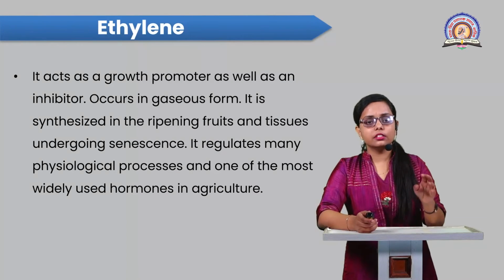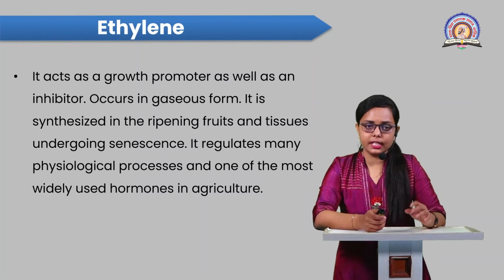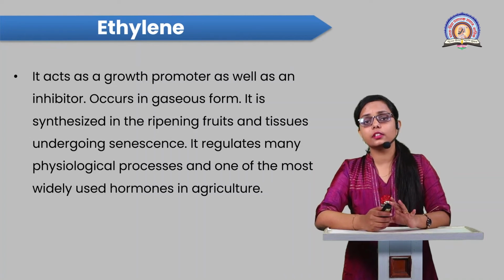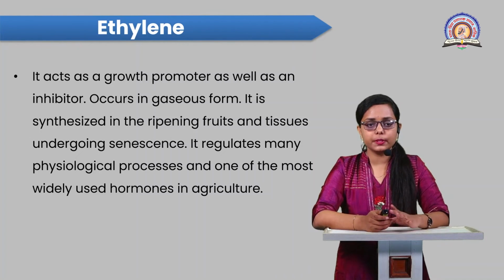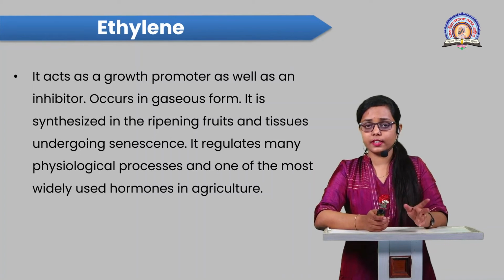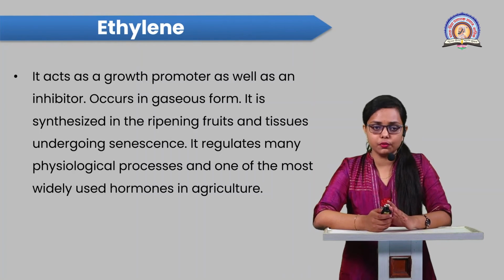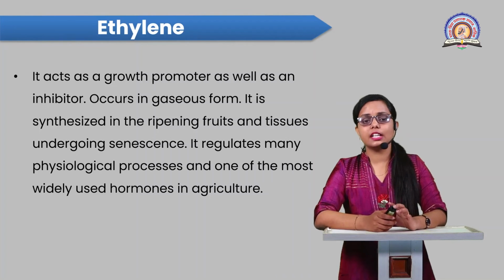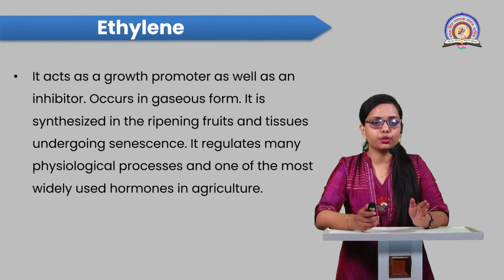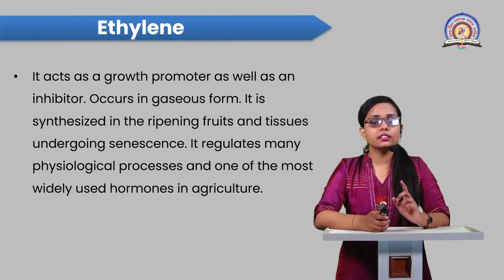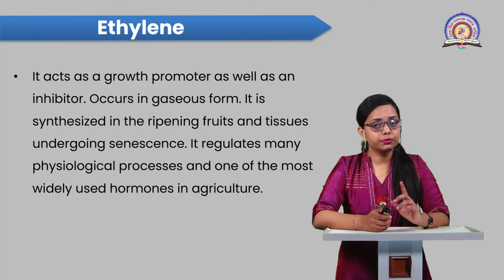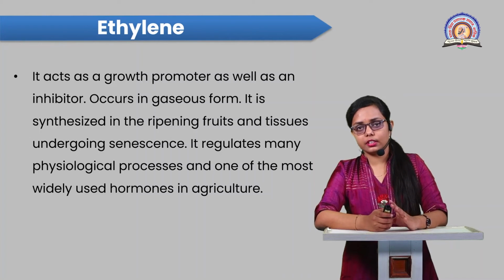Now ethylene, this is the fifth class of hormone. This is the only hormone in the plant which is gaseous in nature. Also, it is very useful in artificial form. It acts as a growth promoter as well as an inhibitor. Ethylene is a promoter and also an inhibitor. It occurs in gaseous form. It is synthesized in ripening fruit.